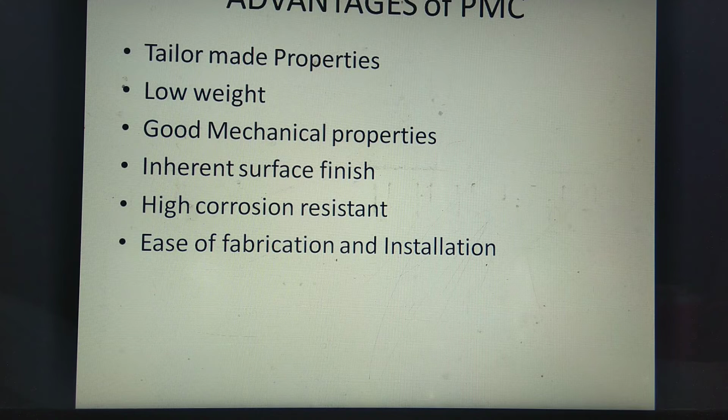The third one is the good mechanical properties. The fatigue properties, toughness, strength to weight ratio come under the mechanical properties. They are better in composites compared to the conventional engineering materials. The fourth one is the corrosion resistance. In some underwater applications, there is a corroding environment where the materials need high corrosion resistance. Composite materials satisfy it. And finally, the ease of fabrication and installation.